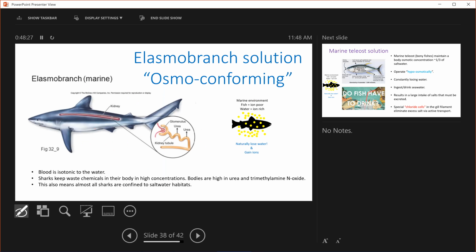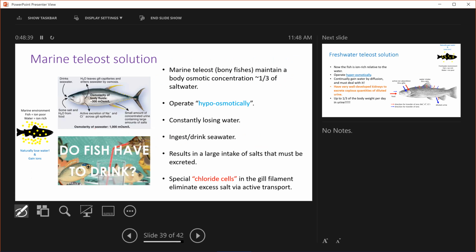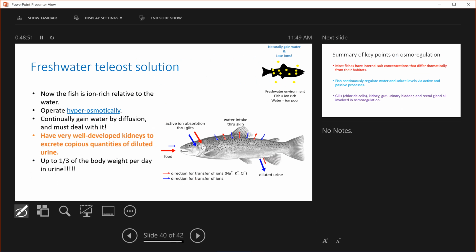So sharks use their body wastes, like urea, to essentially create an isotonic environment inside their body. And they don't have highly developed gills. More derived fishes, like the marine teleosts, operate hypoosmotically. They're constantly losing water. They drink seawater, and they have special chloride cells to remove salt from their body. Freshwater teleosts have the opposite problems. They're operating hyperosmotically, and so they have super well-developed kidneys to try to excrete the water.